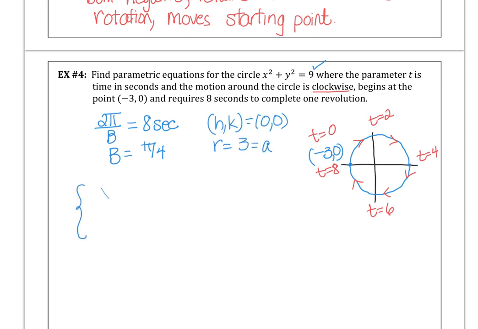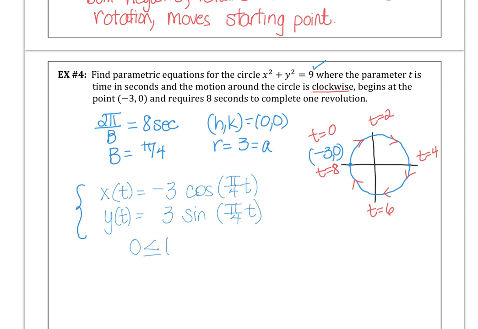Putting all that together, our equation for x of t, we need to go clockwise, so that has to be -3 cosine pi over 4 t, and then y of t is sine of pi over 4 t, and our domain or time interval would go from 0 to 2 pi. And that was pretty easy for day 1.